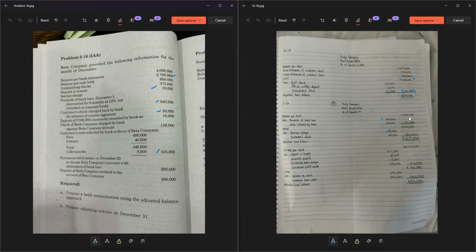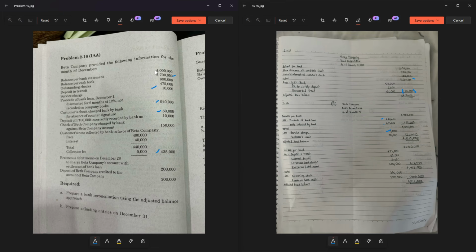So you add the proceeds and the note collection in order to get 1,375,000. You add that to your balance per book in order to get your total of 4,075,000. And then you add the service charge and the customer's check, and you subtract it to the previous total in order to get your adjusted book balance of 4,015,000. Then next is the balance per bank.